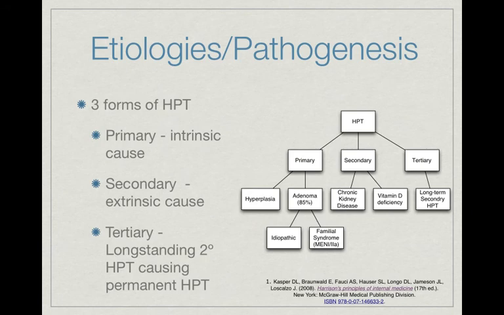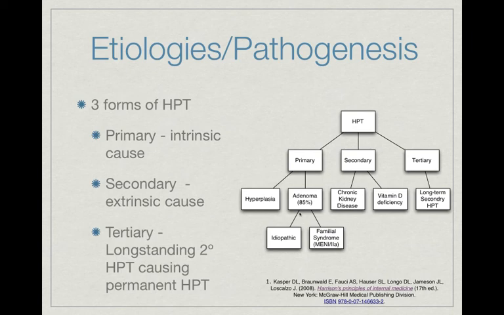So what are the etiologies and the pathogenesis of hyperparathyroidism? You can see here from our nice flow chart, there are three types: primary, secondary, and tertiary. Primary is the most common type of hyperparathyroidism. And if we break that down further, the most common cause of primary hyperparathyroidism is adenoma. So a benign adenoma in the parathyroid gland that is functional and secretes high levels of parathyroid hormone. You can also have hyperplasia, which isn't a neoplasm, but is an increase in the number of parathyroid cells, which then reasonably leads to an increase in the secretion of PTH.